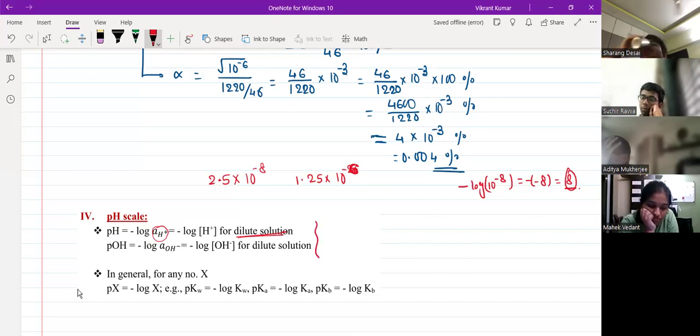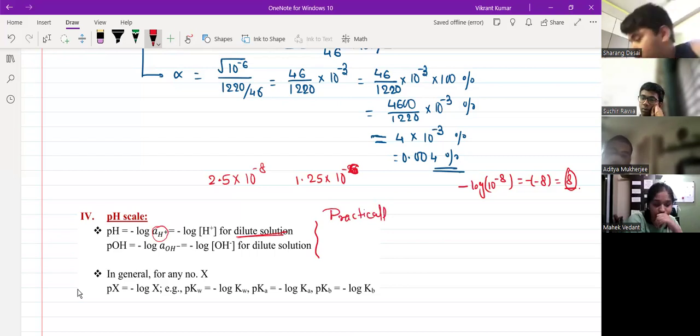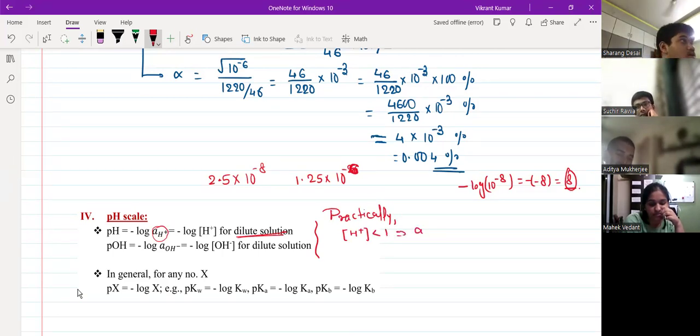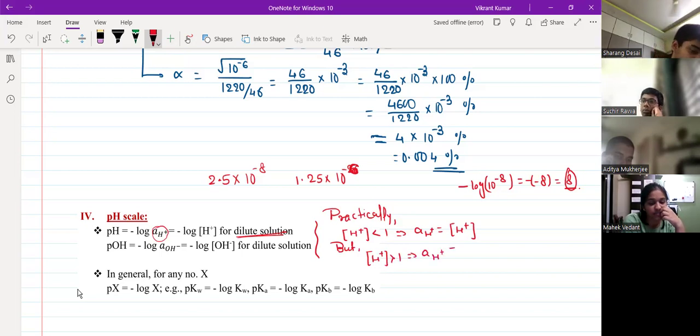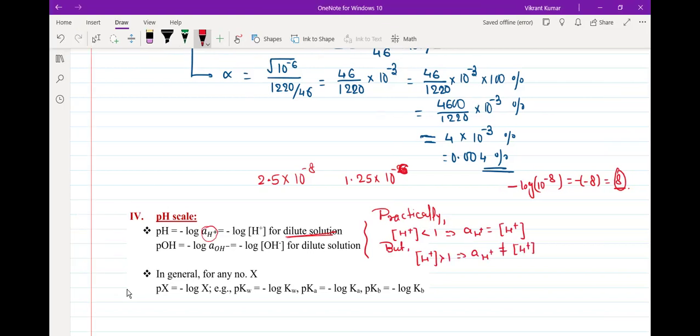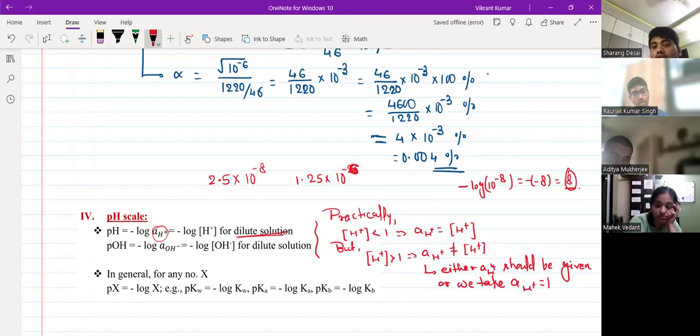Practically, theoretically we consider below 0.1 as dilute, but practically even if the molarity of H plus is less than 1, it works, so up to there we say that we can take active mass as the molarity of H plus. But if H plus becomes more than 1, then activity of H plus is actually not equal to molarity, so either they should give you the number, or we take it as 1. If nothing is given, say they say a 2M aqueous solution of HCl, then the concentration has become more than 1, and in that case we cannot take activity as 1.